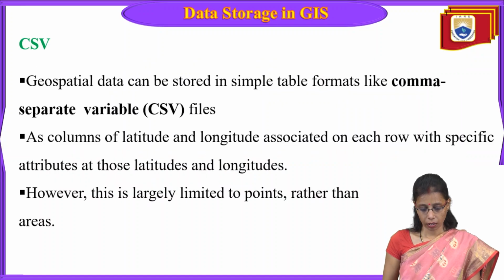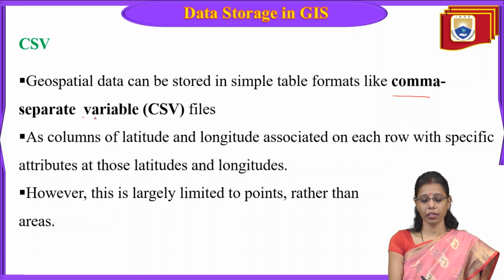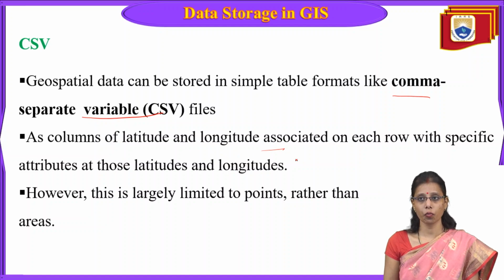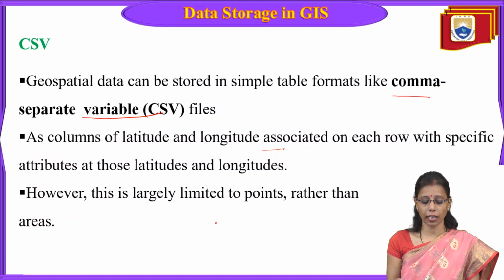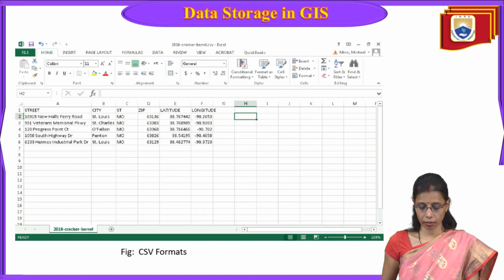Now CSV files. So what are CSV files? Geospatial data can be stored in simple table formats like comma separated variable, CSV, files, as columns of latitude and longitude associated on each row with specific attributes at those latitudes and longitudes. However, this is largely limited to points rather than areas. In this, we save data like latitude and longitude associated with rows and columns. The attribute information can be easily stored in this kind of data.